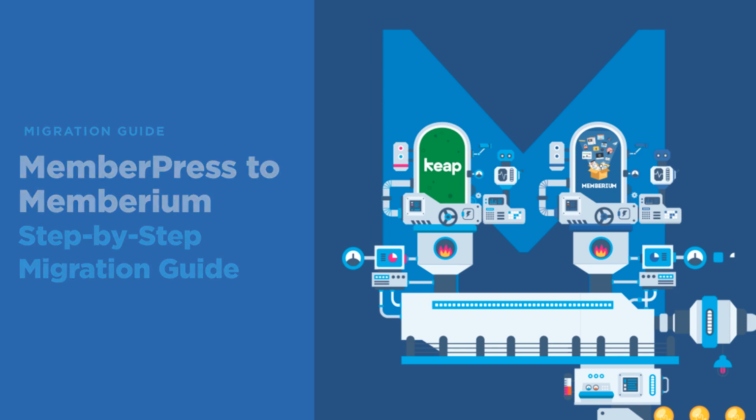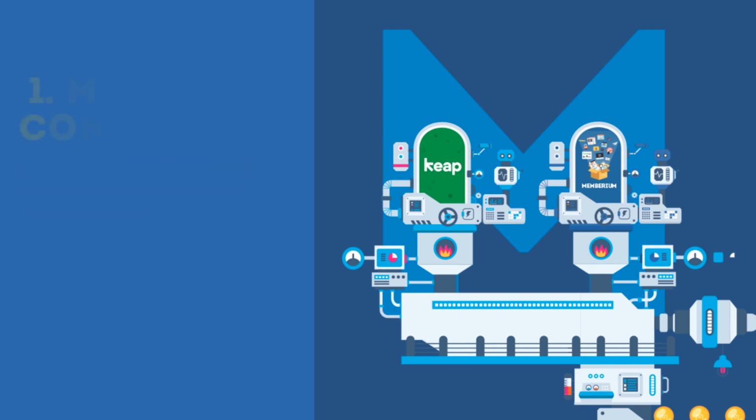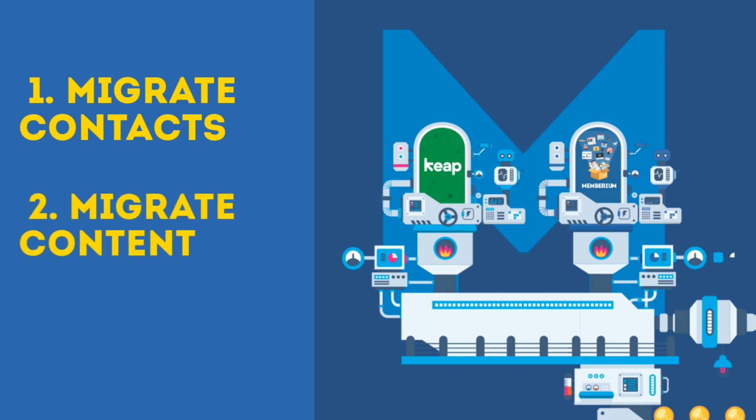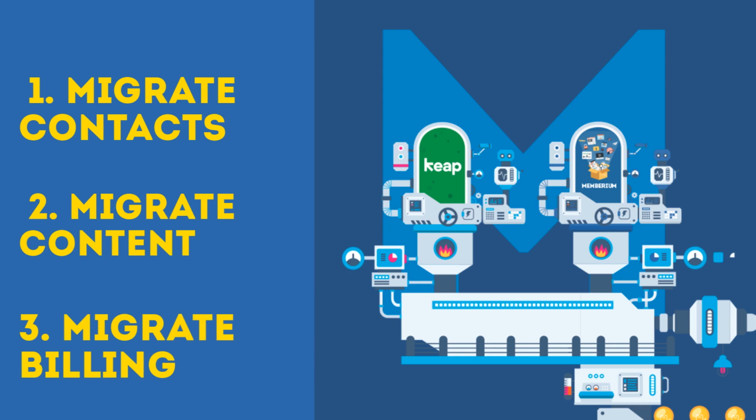The process of any migration to Memberium is really 3 steps. First, you need to migrate your contacts to Infusionsoft. The next thing is you need to migrate your content. That's whatever you're selling on your membership side. You need to migrate that so it's protected by Memberium. And then lastly, you need to migrate your billing and your subscriptions.